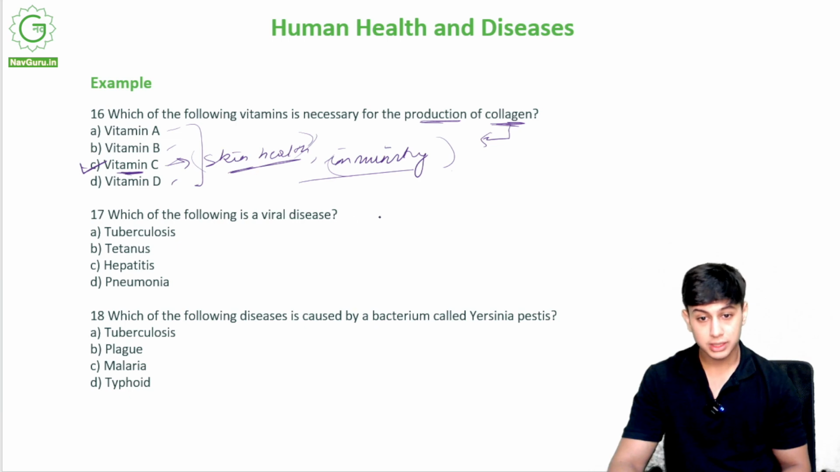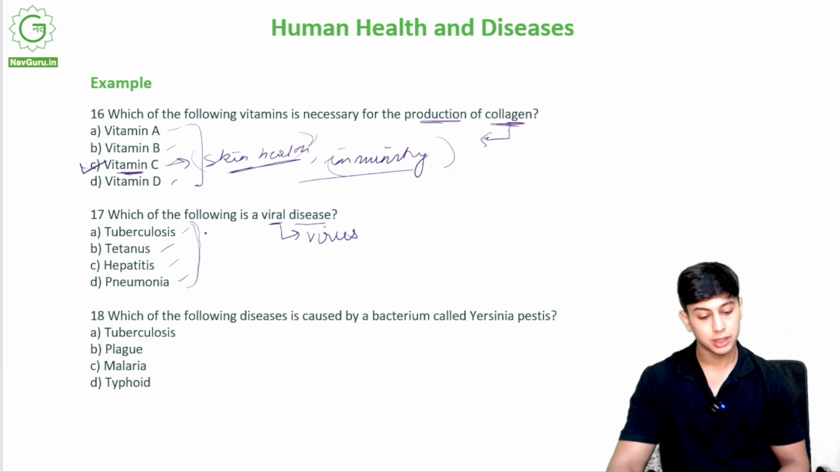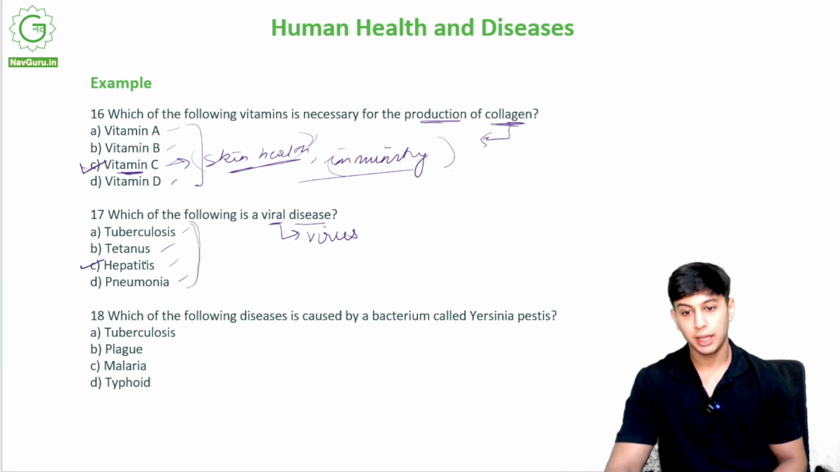Which of the following is a viral disease? Okay, a viral disease. Viral means caused by a virus. Now, out of these, which one is caused by a virus? Is it tuberculosis? Is it tetanus? Is it hepatitis? Is it pneumonia? Out of these, which one is by a virus? Alright, the correct option is C. Hepatitis. Hepatitis is caused by a virus.